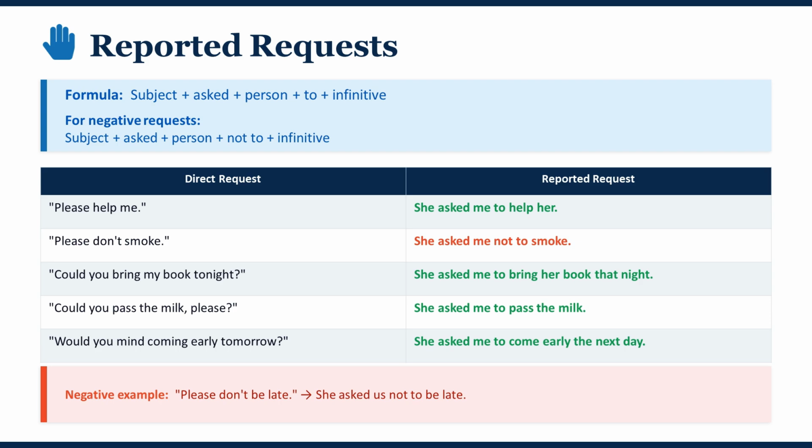"Could you bring my book tonight?" becomes, "She asked me to bring her book that night." Notice how "tonight" changes to "that night," following the word change rules we learned earlier. For negative requests, we add the word "not" before "to." "Please do not smoke" becomes, "She asked me not to smoke." "Please do not be late" becomes, "She asked us not to be late." This structure is very easy to remember once you practice it.